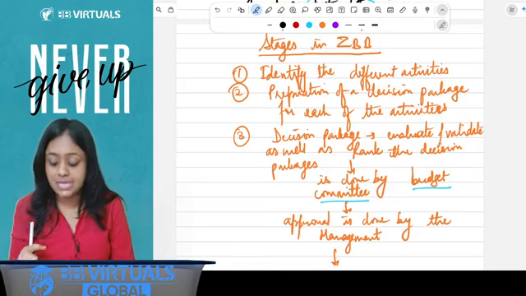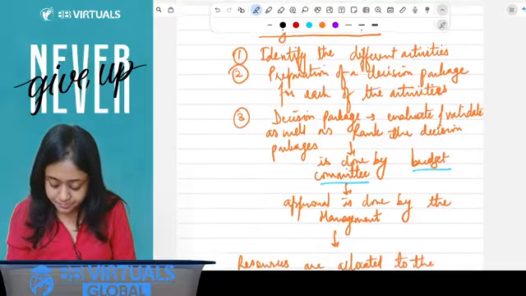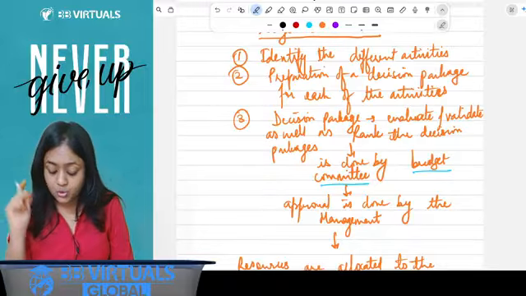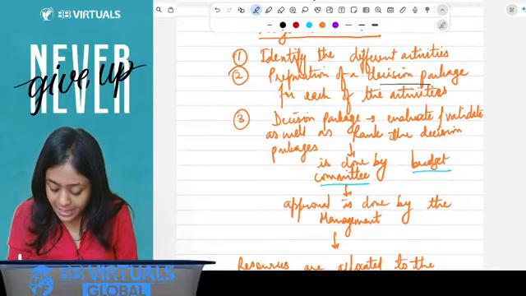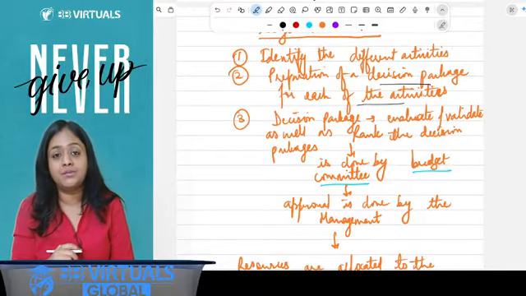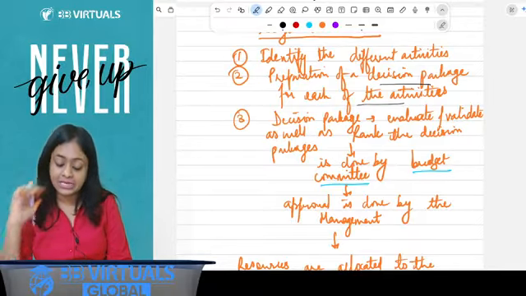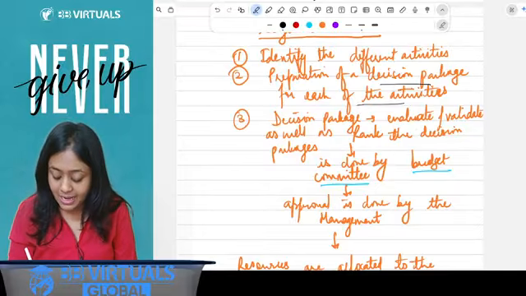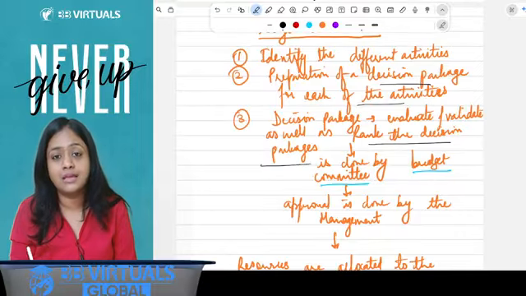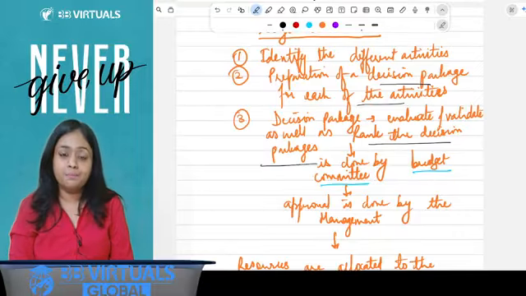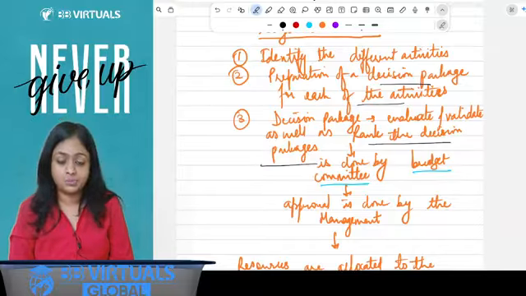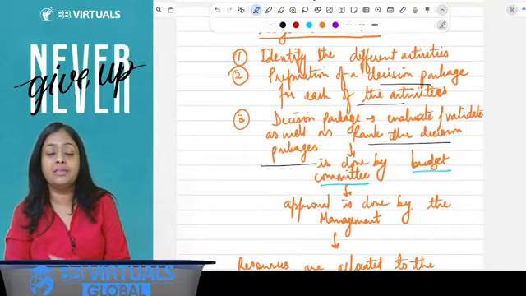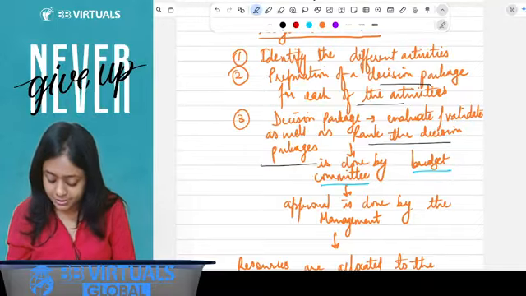The steps in ZBB are: step 1, identify the different activities. Number 2, preparation of a decision package for each of the different activities, the decisions relevant to that activity. Decision package is simply that you are evaluating and validating and also ranking the decision packages. It simply means that if you want to take a particular expenditure, all the alternatives, we simply calculate them, rank them, and then we take that expenditure in the budget.